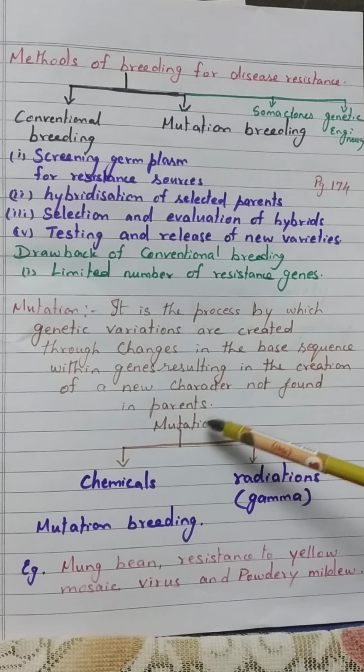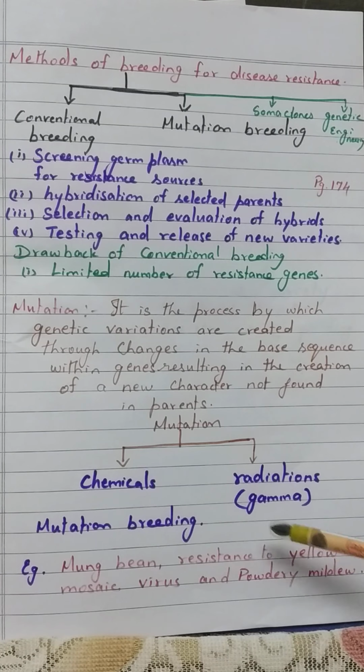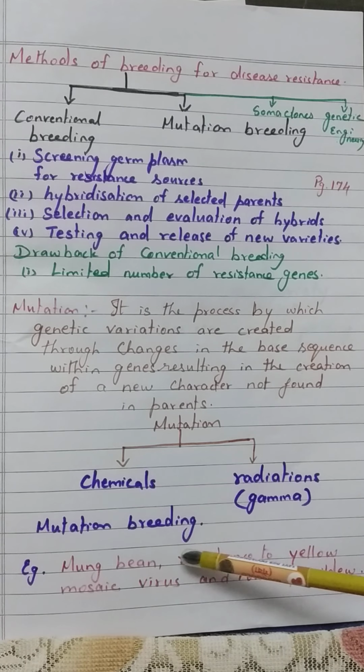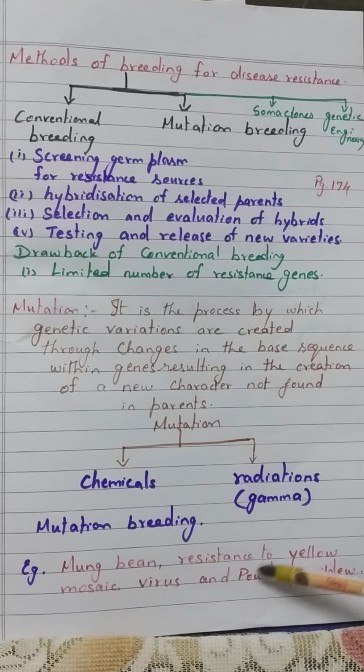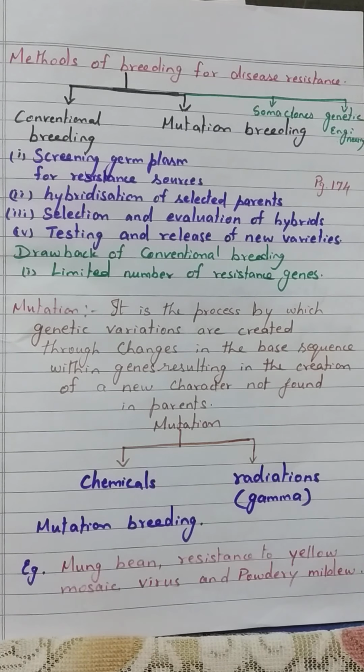Mutations can be induced by chemicals and also by radiations. By radiations and chemicals we induce mutation, and a new character is formed. These are used as a source for breeding, and that method is called mutation breeding. A good example of mutation breeding is mung bean, which is resistant to yellow mosaic virus and powdery mildew.